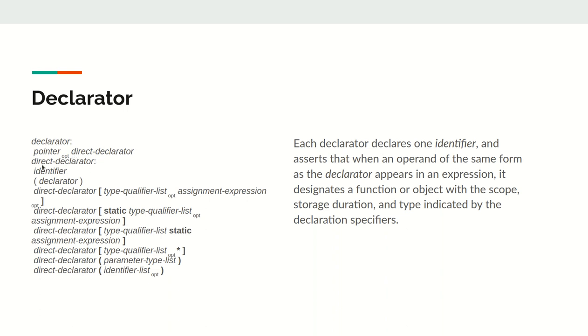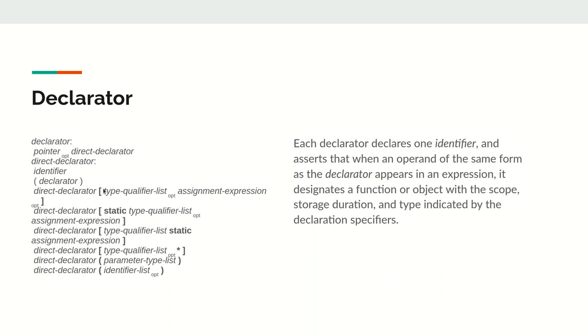Direct declarator is a non-terminal. It is defined like this. Here you can see the definition of the direct declarator. First, identifier, and the next one is a rounded bracket with a declarator inside it again. So it can have this declarator again, and again this direct declarator.